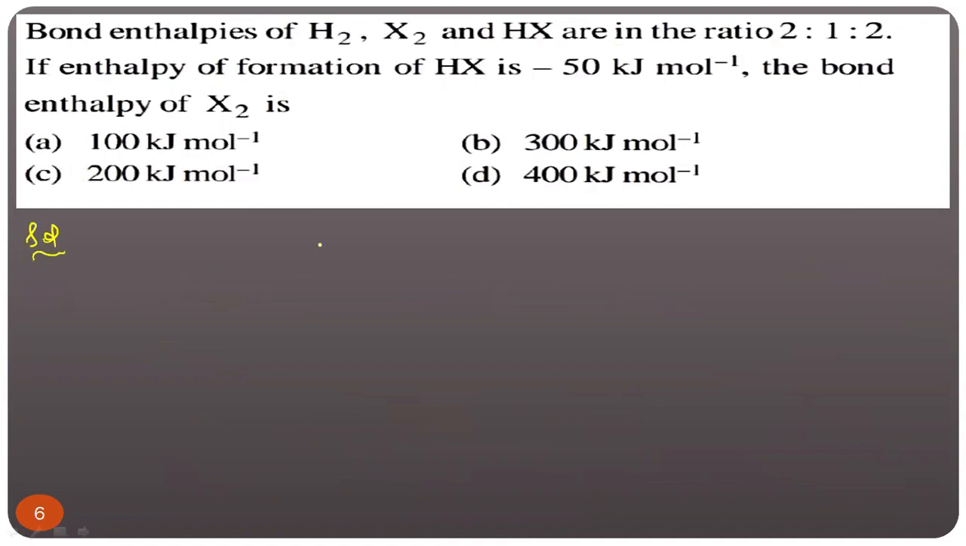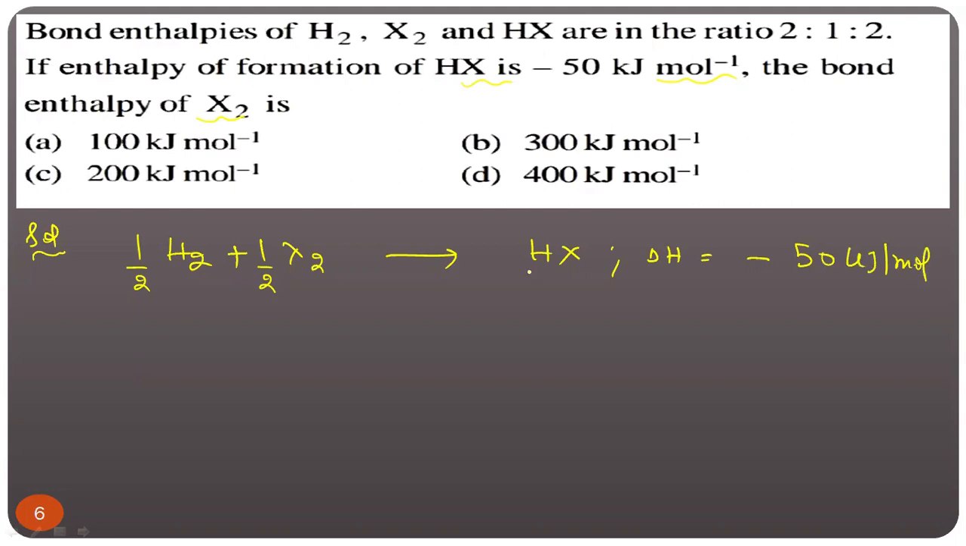What is the bond energy? Bond energy of H2, X2 and HX are in the ratio. If the enthalpy of formation of HX is given, the reaction is like this: H2 plus X2 gives you what? HX. Now we know only 1 mole, so 1 by 2 X2. This is the reaction. And for this reaction, delta H is given as minus 50 kilojoule per mole. Per mole given, that's why I have taken 1 mole.